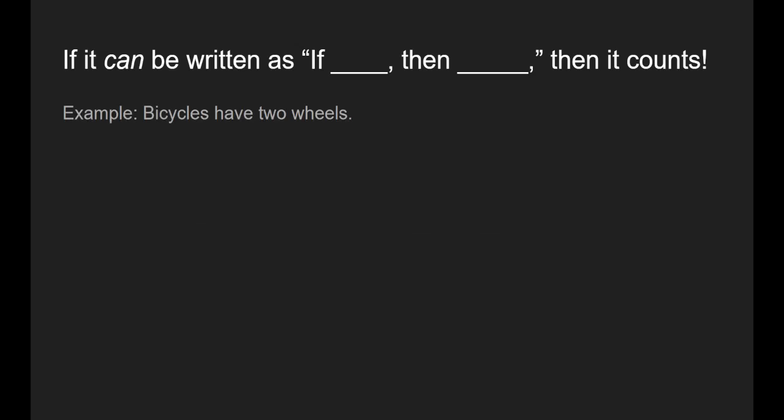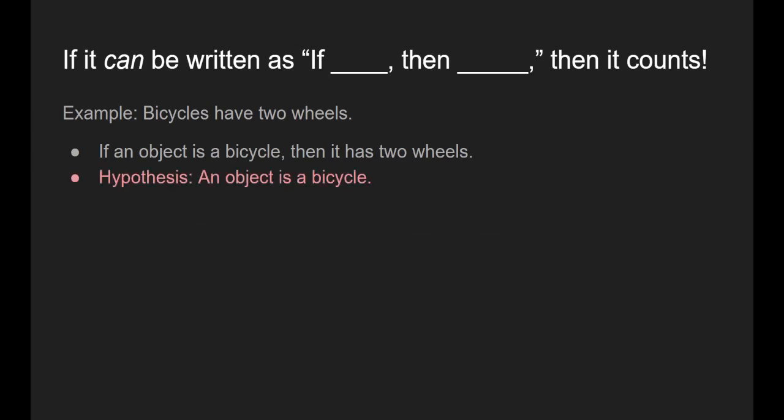So for example, if I tell you bicycles have 2 wheels, you can rewrite that to say if an object is a bicycle, then it has 2 wheels. Same exact information, needed to add a couple of words here and there to make it make sense, but it is the same information as that original sentence we started with, which means that original sentence is an if-then statement, is a conditional statement, and we can identify the hypothesis, an object is a bicycle, and the conclusion, it has 2 wheels.